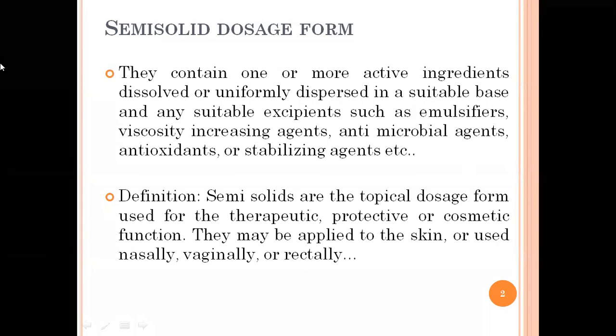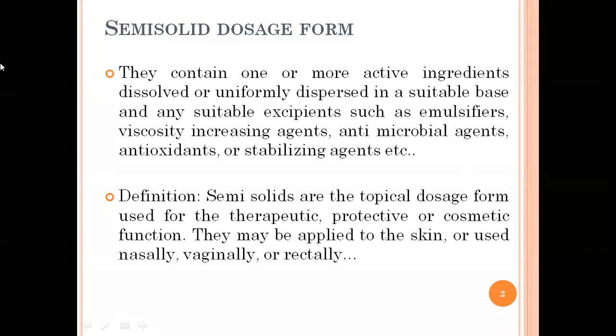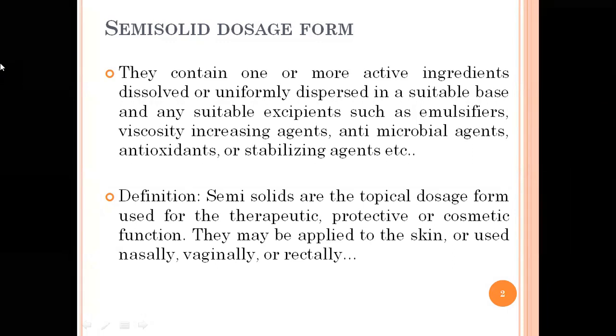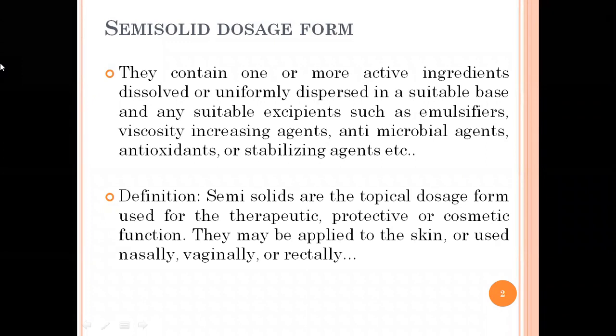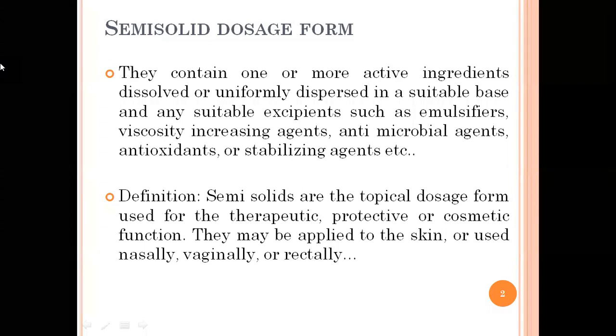Okay, so they can be defined as topical dosage form used for either therapeutic use, that is, for treating any infection, or protection. Protection can be something like it is a winter season and you require an oily lotion to be put up, so that is again a semi solid. So therapeutic, protective, or for cosmetics. Cosmetics is like your foundation, your BB creams. So all these are the functions which we are expecting from a semi-solid dosage form.